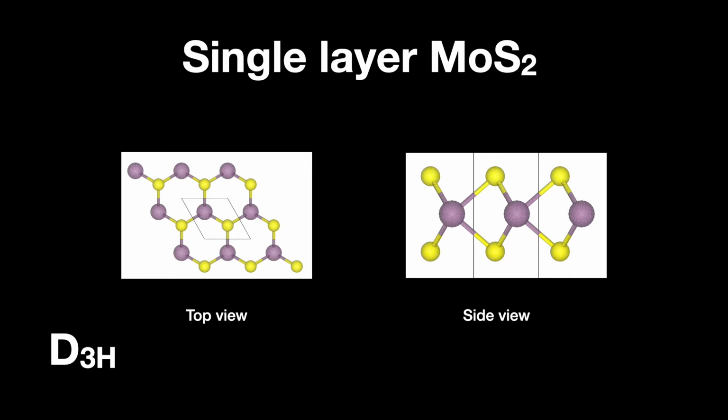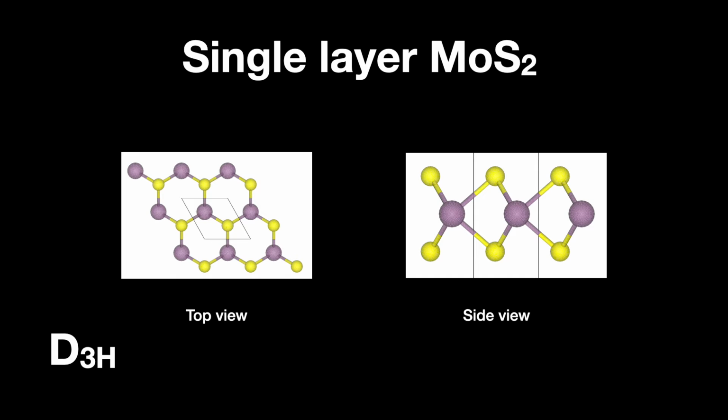This is MoS2 seen from the top or from the side view, and we are going to look at a single layer in this screencast. The structure has a molybdenum atom shown in purple here and a sulfur atom in yellow.